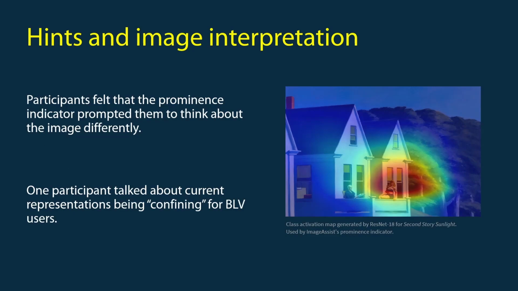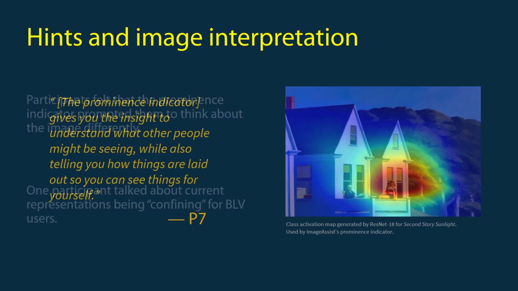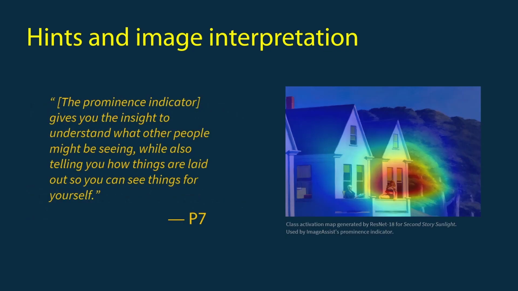Next, let's look at the hints tool. And in the case of the hints tool, participants felt that the prominence indicator, which communicated visual saliency, prompted them to think about the image differently. One participant talked about current representation, such as alt text and captions, being confining for BLV users. They went on to say that, quote, the prominence indicator gives you the insight to understand what other people might be seeing, while also telling you how things are laid out so that you can see things for yourself, end quote. This indicates that giving users the freedom to explore and not confining them to simplistic representations allows participants to appreciate the image even more.